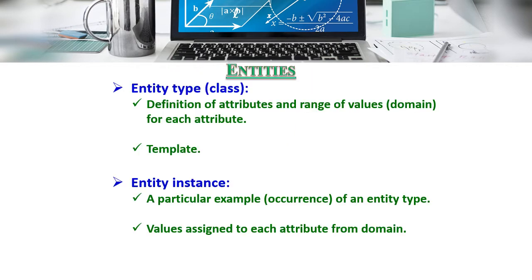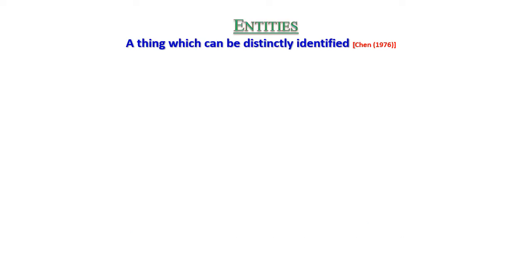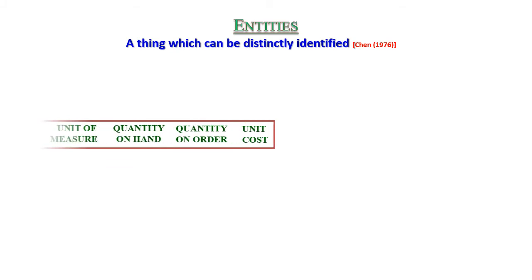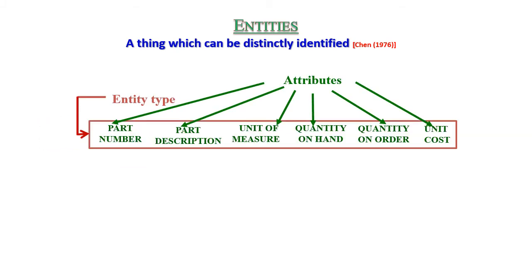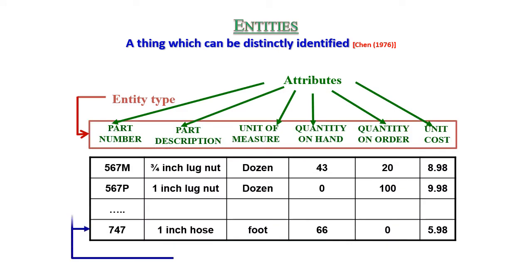Entities: entity type, class, definition of the attributes and range of values, the domain for each attribute. Template: the entity instance is a particular example occurrence of an entity type, with values assigned to each attribute from the domain. An entity is a thing which can be distinctly identified. The attributes are such as part number, part description, unit of measure, quantity on hand, quantity on order, unit cost. And the entity instances are shown in the table.